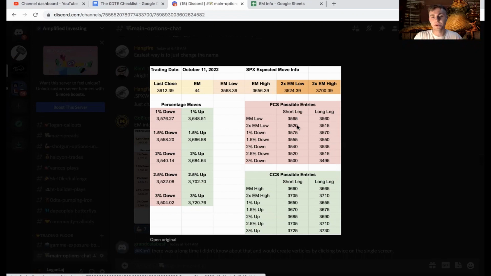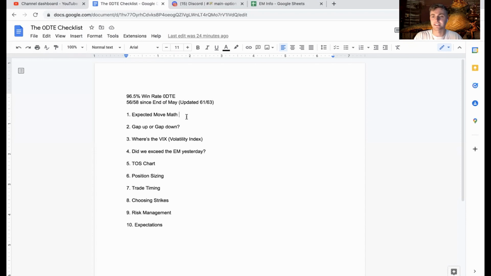So he's been posting that. This helped me make my decision on the strikes, of course, and that goes with our 0DTE checklist, right? Expected move math. That's the number one thing.